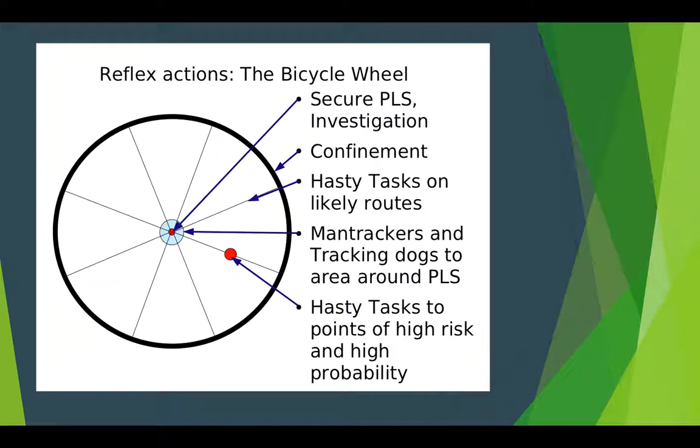So again, if we looked at the bicycle wheel, here's how we would look at it from a search and rescue perspective. We've secured the point last seen. That's the investigation. This is the confinement circle. Hasty tasks along these hubs are likely routes to send individuals on. We've got man trackers and tracking dogs in this 25% circle. And finally, we have hasty tasks that are going to points of high risk and high probability.